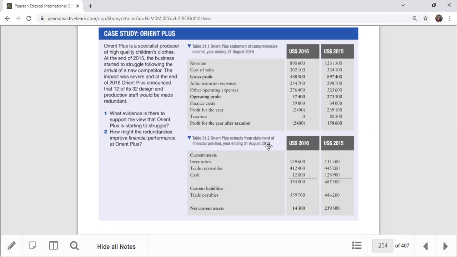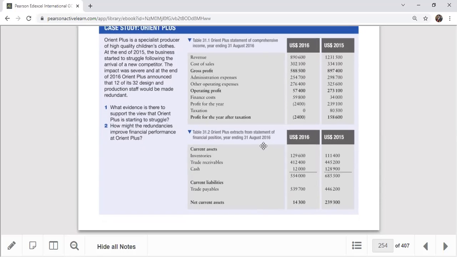And you can also see the extract of the SOFP, the statement of financial position of Orient Plus PLC at the end of 31st August 2016. They have given the figures: inventory level has increased, trade receivables have gone down, and cash position has gone down heavily, from 128,000 to 12,000. Total assets have decreased from 685,000 to 554,000, and current liabilities have gone up from 446,000 to 539,700.